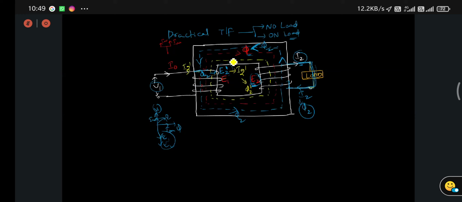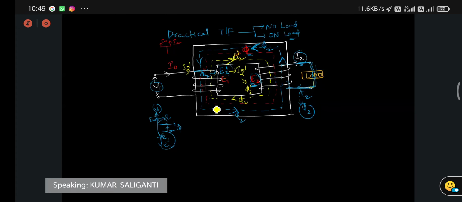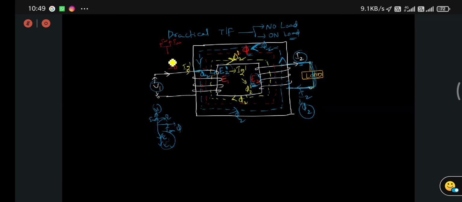This is the pi 2 dash direction. So now you remember here, at no load we have the no load component of current, which is a combination of the working component and the magnetizing component of current. So whenever the load is connected, then I1 is present here. This I1 is the combination of I0 plus I2 dash.